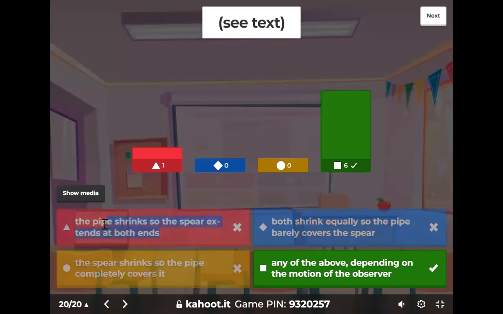How about the red answer? The pipe shrinks so that the sphere extends at both ends. That is true from the reference frame of the sphere. If you're riding along with the sphere, like at the end of Dr. Strangelove where he's riding the bomb. Or how about the blue one where they both shrink equally? Well, there is also some middle speed where that could also be true.